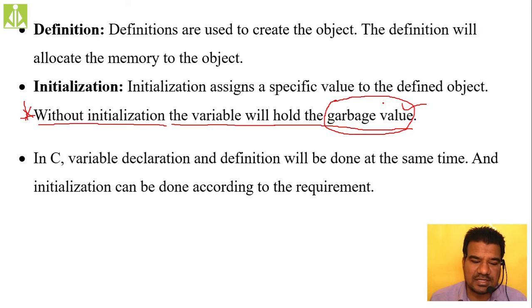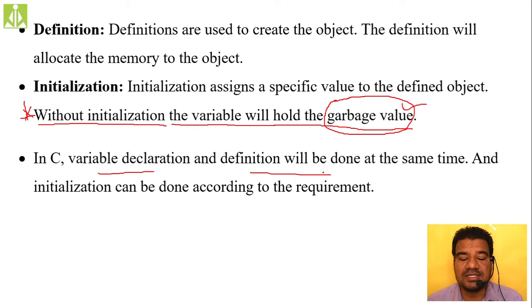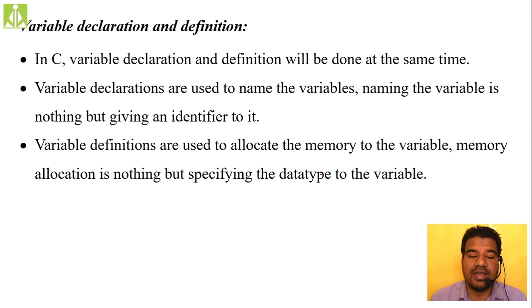Okay, so just now I told you, in C, variable declaration and definition will be done at the same time. Already I have given this point to you. Variable declaration and variable definition will be done together, but initialization you can do according to the requirement. You have to do declaration and definition at the same time, but initialization you can do separately. Remember these things. Once again, I am stressing this point over here.